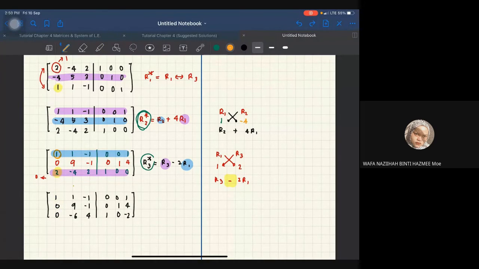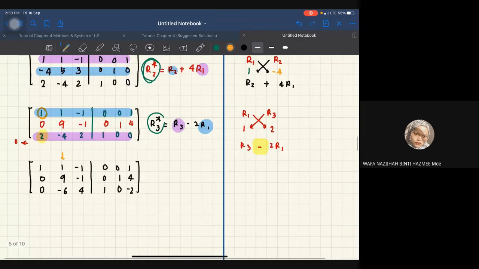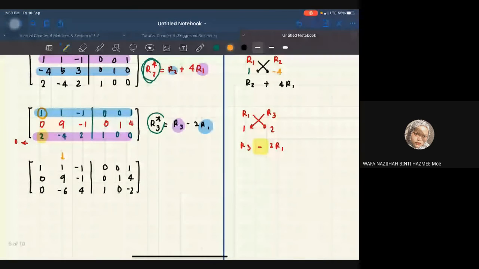Okay, so every time awak dah settle satu column, untuk awak buat the next column, kita mesti akan settlekan leading diagonal kita dulu. Okay, so in this case, leading diagonal kita is 9. Okay, so kita kena jadikan leading diagonal kita into 1 dulu. So we want to change our 9 to 1. Okay, so macam mana cara kita nak tukarkan 9 ni jadi 1? What can you do?